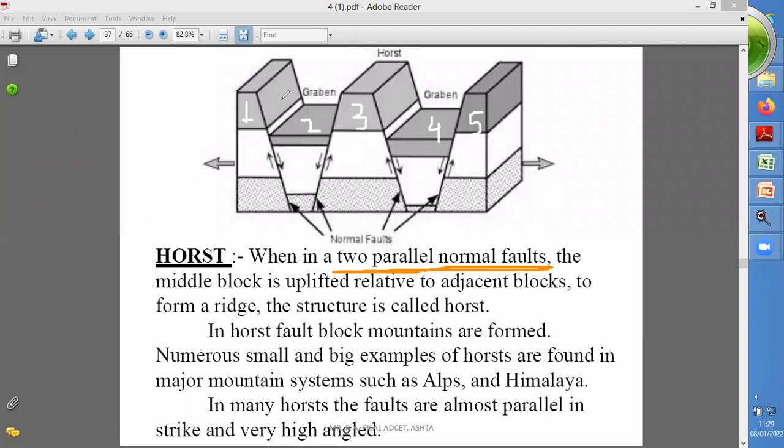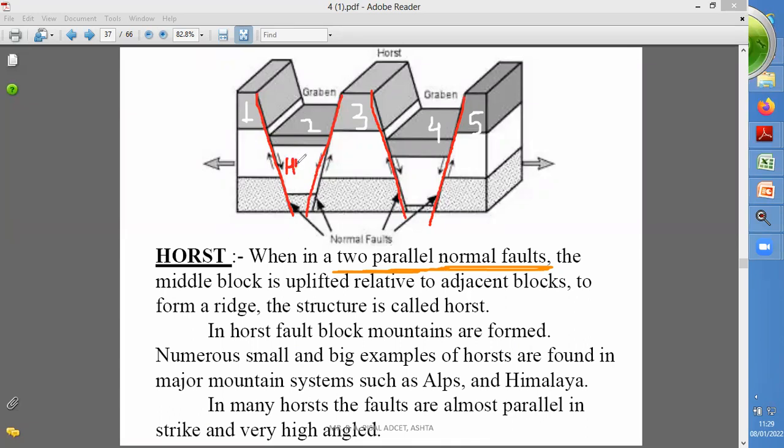Now consider the type of the fault. Okay. Now what will you notice here? Consider the fault planes. Suppose this is fault plane number one, this is fault plane number two, this is fault plane number three, this is fault plane number four. Okay. Now look at first and second block. This is the fault plane, and this block rests above the fault plane.